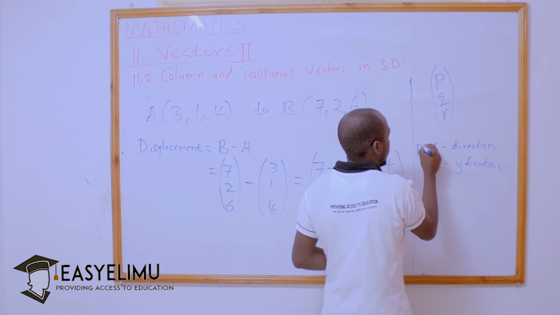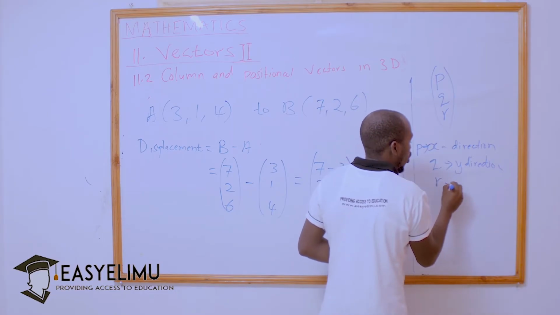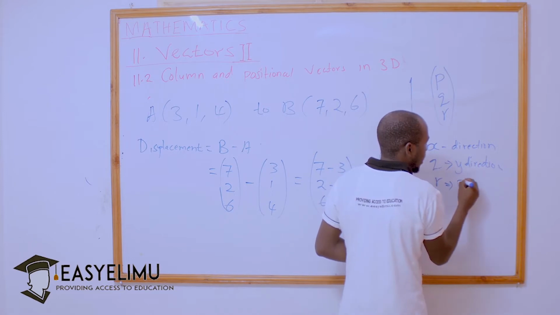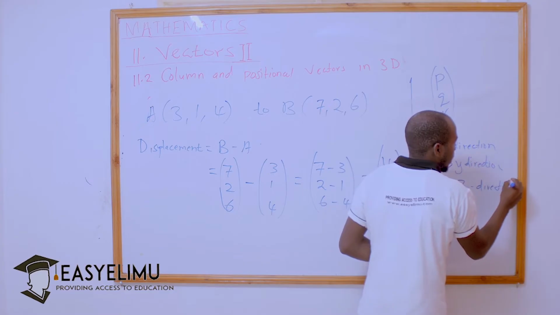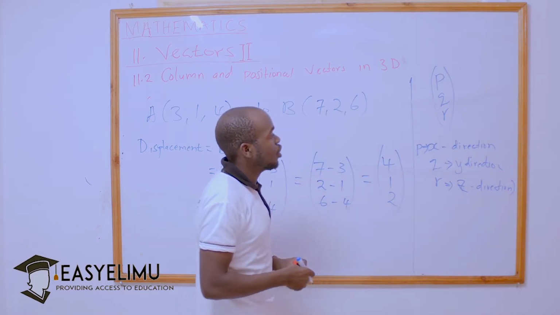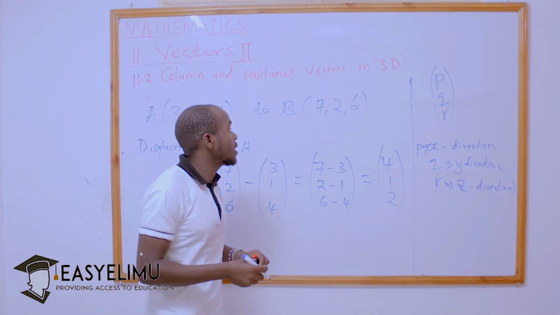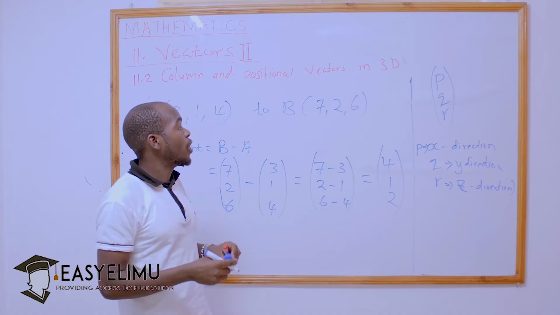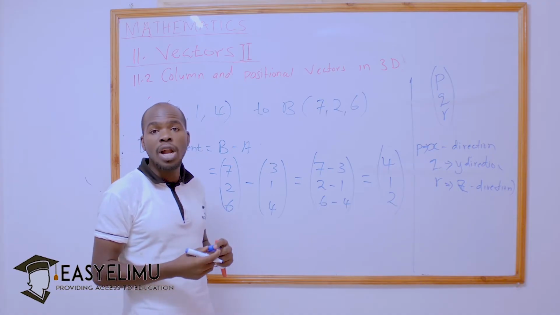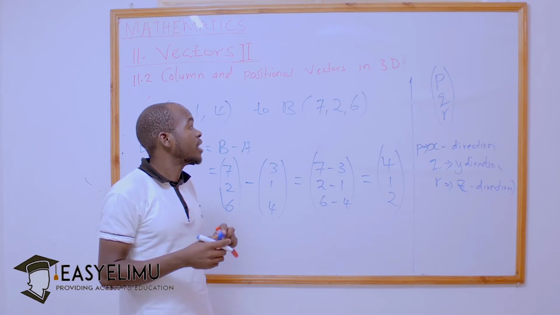This one is for P. Q is in the Y direction, and R always faces in the Z direction. So meaning it is giving us a 3-dimensional vector. So from there we can find out how we can find column and position vectors in 3 dimensions. So we shall look at addition and subtraction of vectors in 3 dimensions.